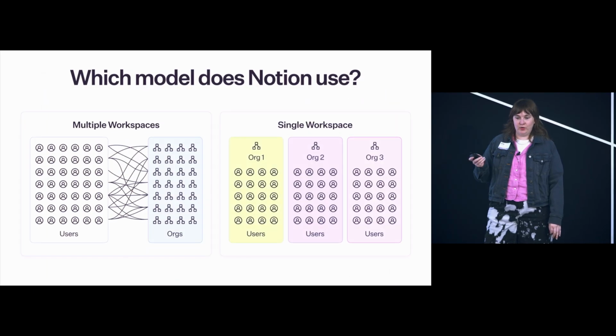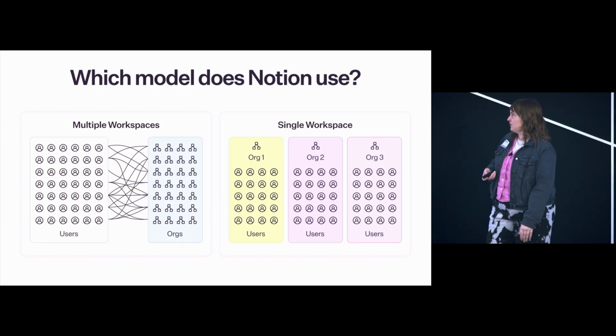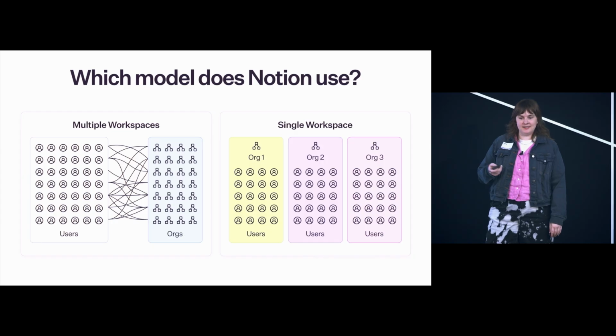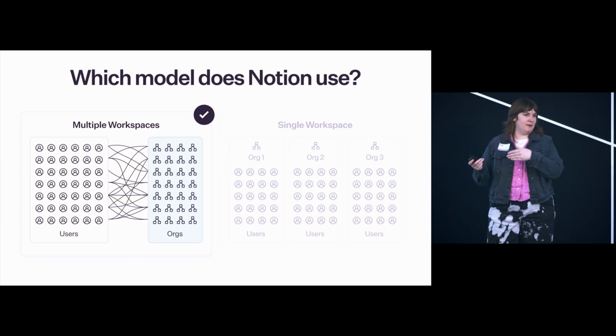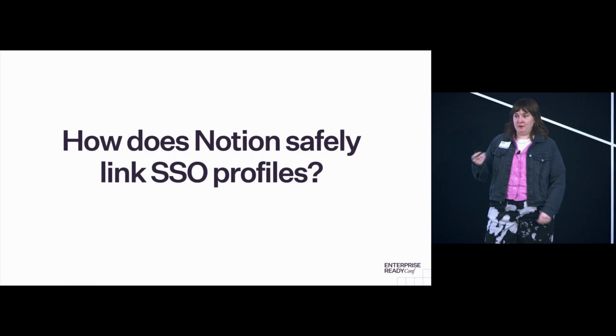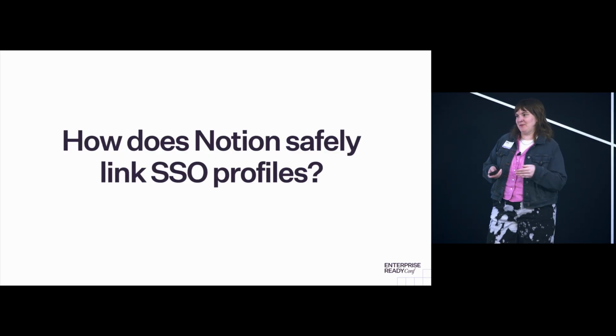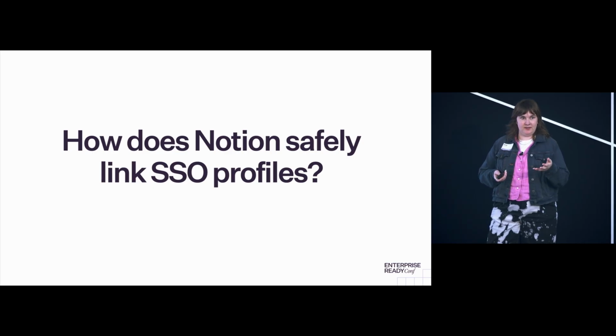So let's look back at our org models. I'm not going to make you raise your hands this time, but just think about it for a second. Which model do you think Notion uses? And they use the multiple workspaces model. So when you're switching between workspaces in Notion, you're using the same user. Change your name in one, it changes your name everywhere. It's the same user object. So if you remember Slack, the single workspace model was really critical in preventing me from being able to sign in as your boss. So how does Notion handle this?